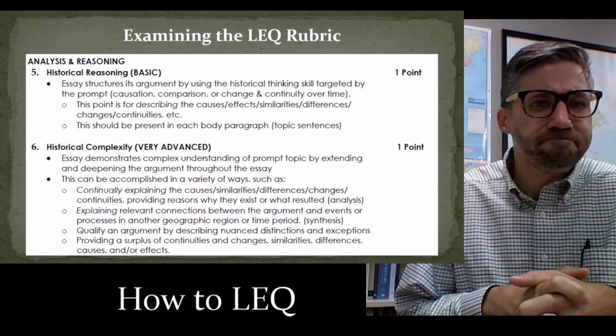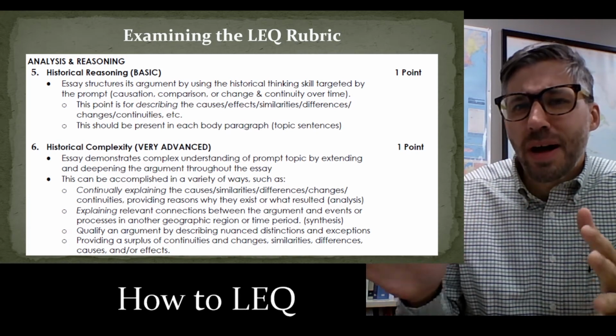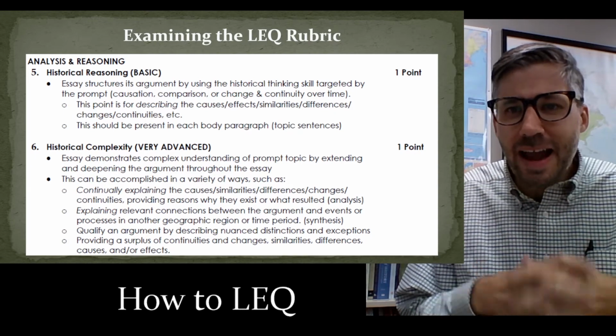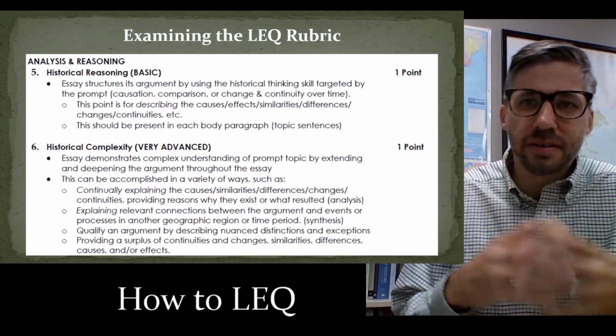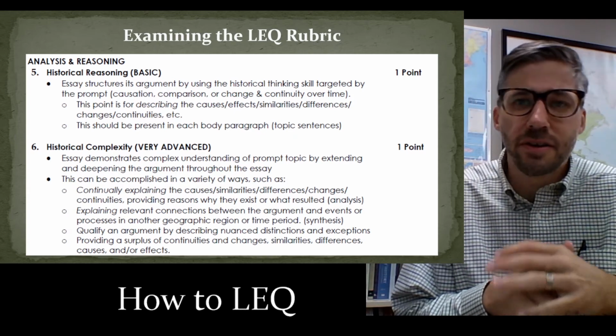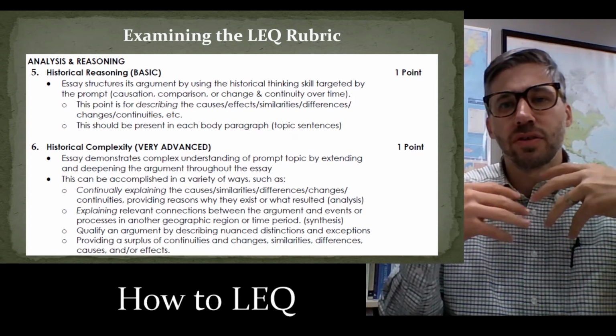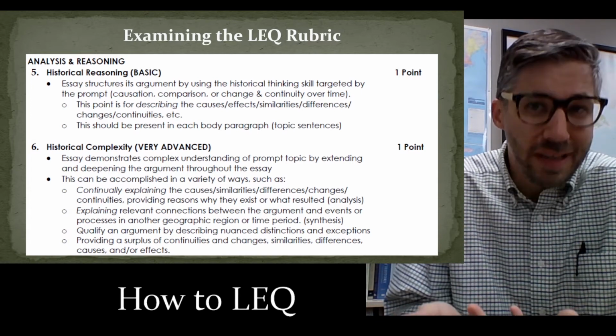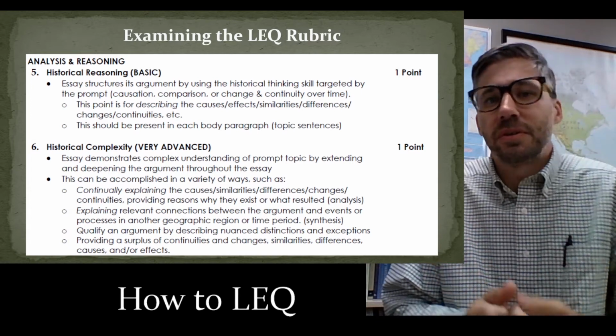I can provide nuance, right? Or qualifiers, like everyone is wearing masks except some people aren't, and here's the situation with some people who weren't, and here's what the effects of that were. You aren't just describing it in somewhat straightforward terms, you're really describing it in complex terms. This whole point is called historical complexity.